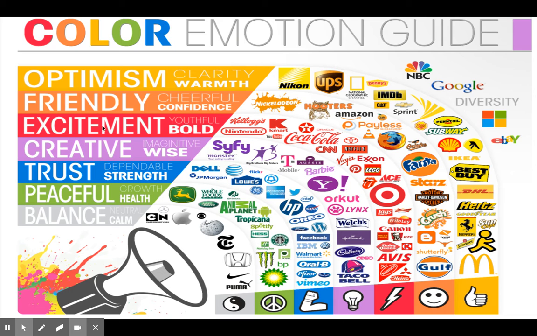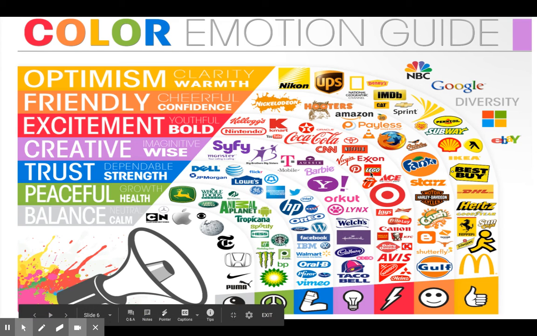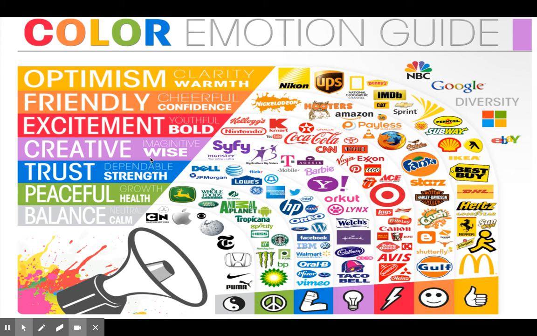These are in the red range. So these are all Coca-Cola. It wants you to know they're innovative, exciting, bold, and youthful. Coca-Cola is marketed towards you guys. Here's Target, Lego. A lot of kids' games will be in this realm. Then you've got creative. Purple is creative, imaginative, and wise. And these are all the different things that go with that.